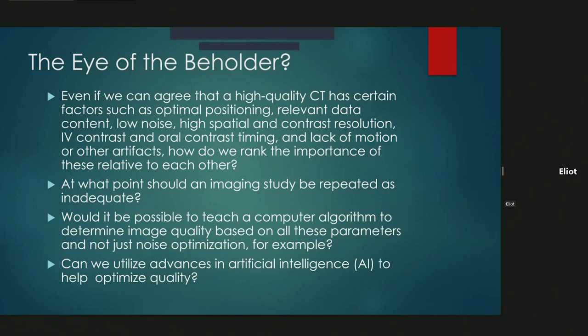Even if we agree that a high quality CT has certain factors such as optimal positioning, the data content, low noise, high spatial and contrast resolution, that you get the IV contrast and oral contrast timing correct and amount correct, and lack of motion and other artifacts, how in a formula would you rank the importance of these relative to each other? And is that even a possibility?